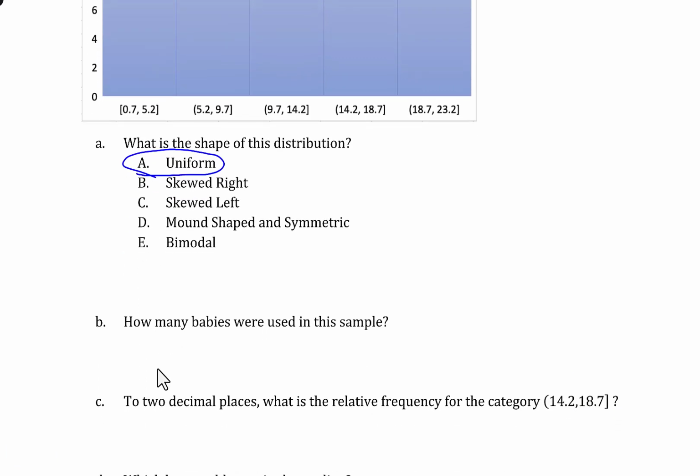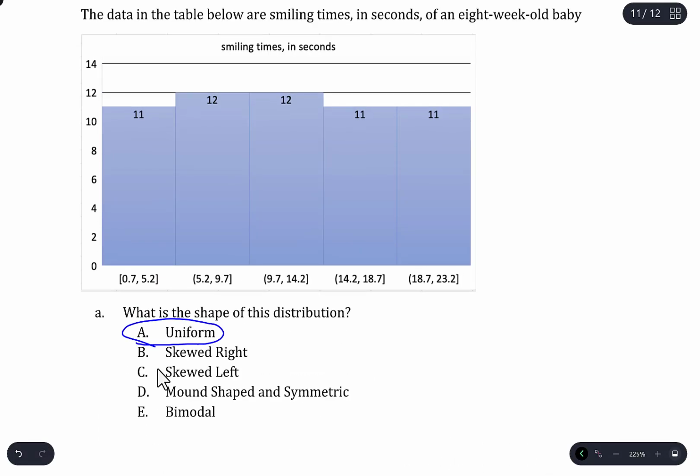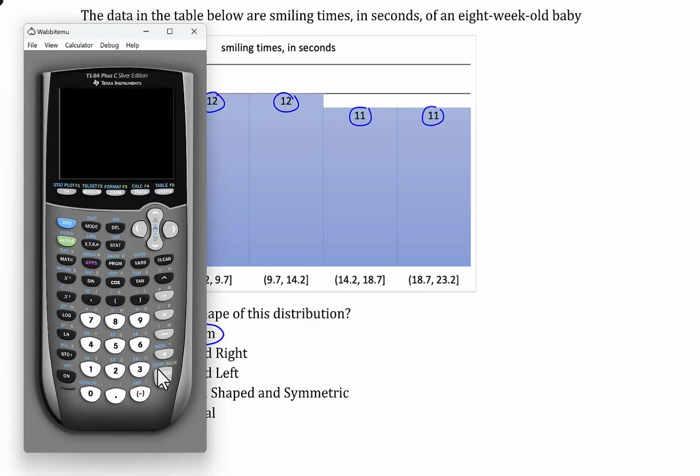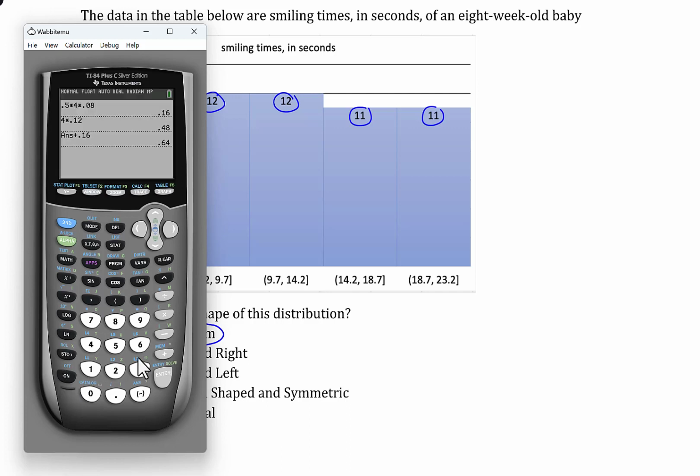How many babies were used in this sample? All right, so the number of babies included in the sample is going to be the sum of the frequencies here. So I'll just use a calculator real quick, and it is 11 times 3 plus 12 times 2. So 57.